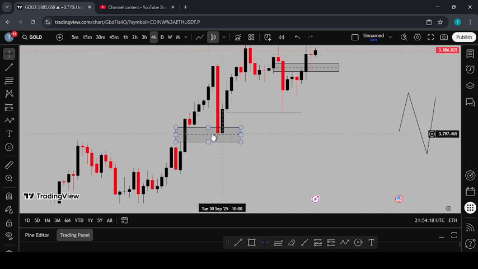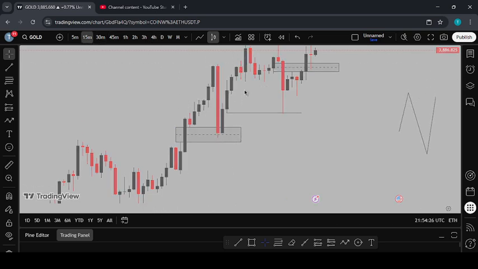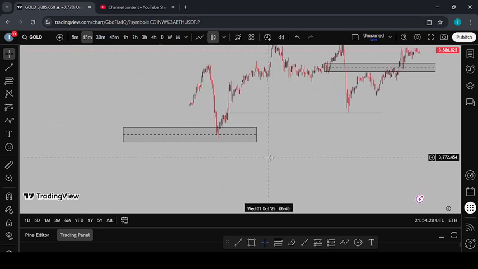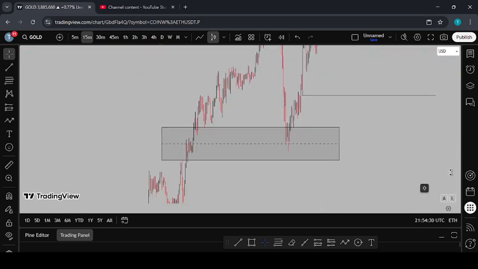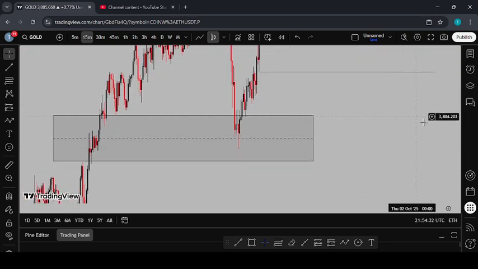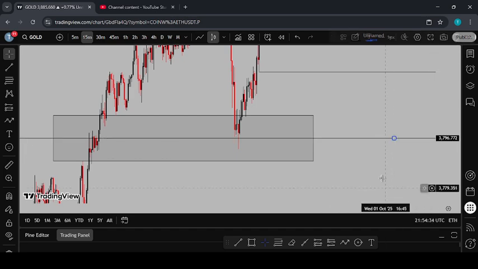Say we did not enter from this imbalance aggressively, we waited for price to mitigate it so we can go to a smaller time frame in order to get a continuation. Of course, you can do that. So if you go to the 15 minutes time frame, this was your imbalance, and of course this is the mid level. Let me draw the mid level very well.